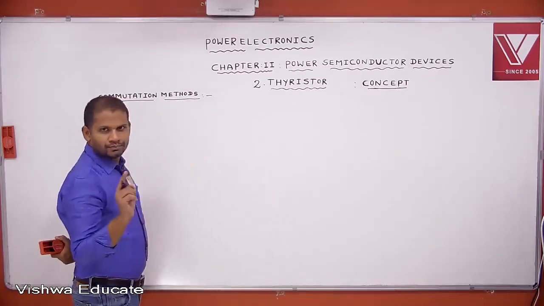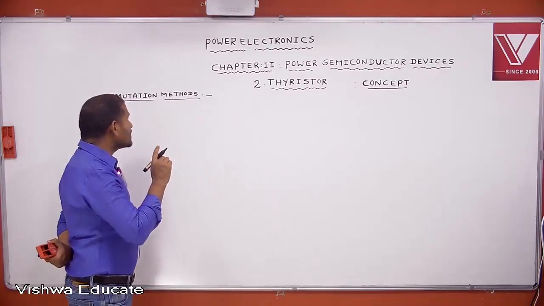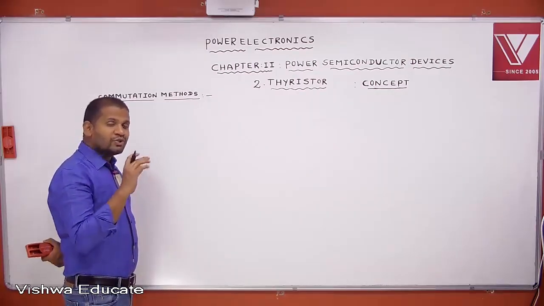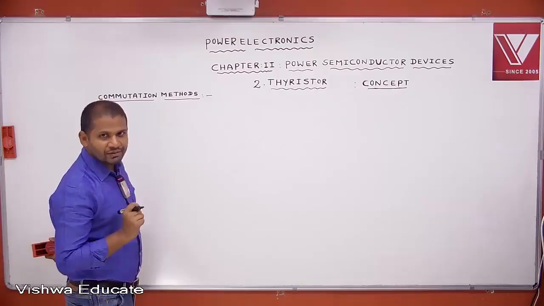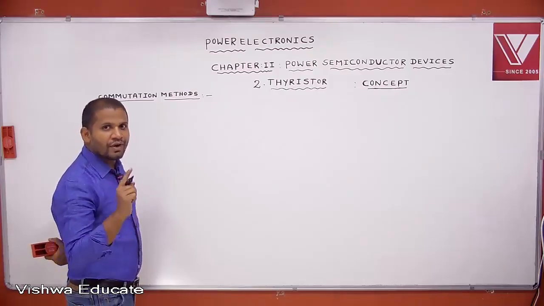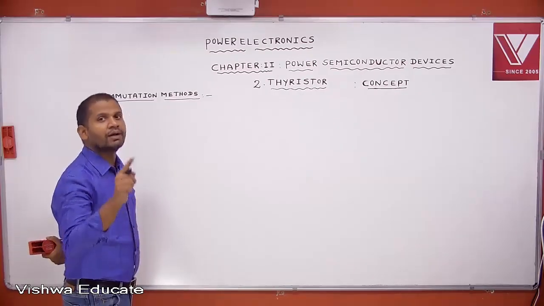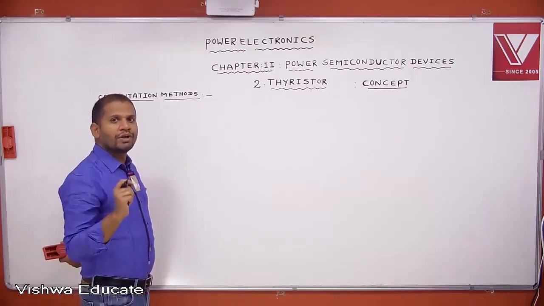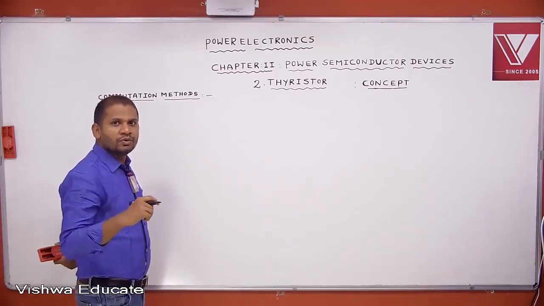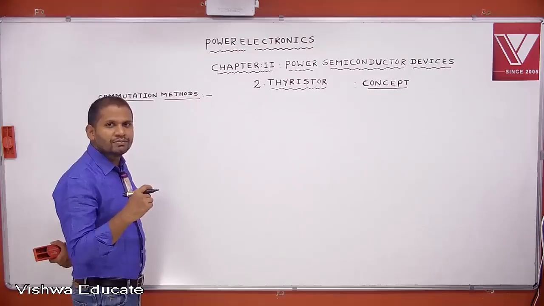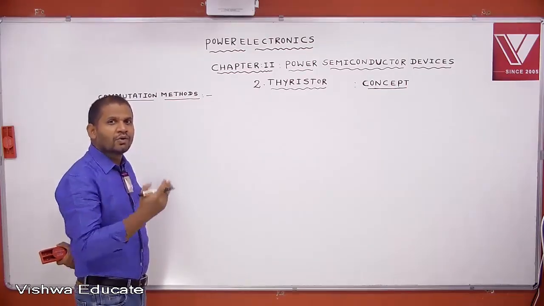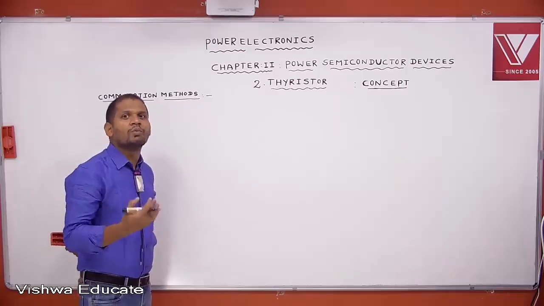But once I am explaining the commutation, the device is thyristor. We are studying the commutation. In any circuit, if we are using the commutation, the device must be a thyristor. Then only it is required to use the commutation methods.